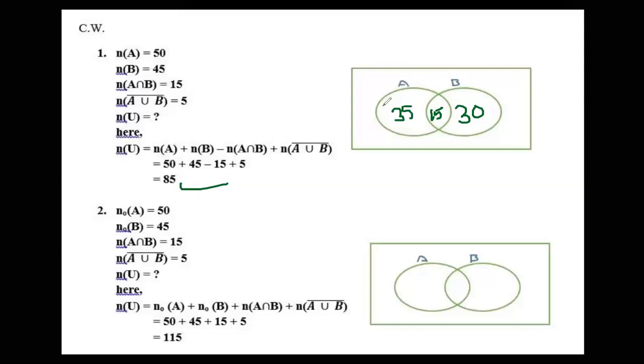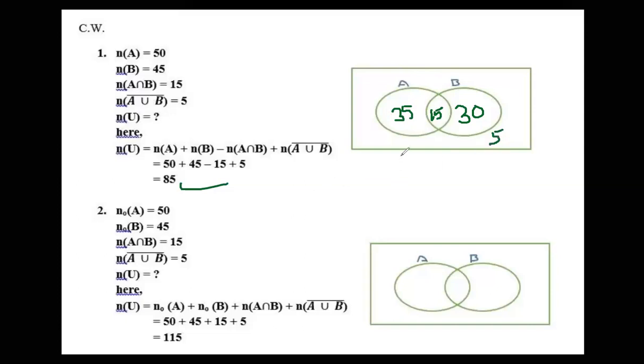Okay, so n(A), this whole part is 50. Out of 50, 15 is written. That means 50 minus 15, 35. This whole part is 45. Out of 45, 15 is written already, so how much is left? 45 minus 15 is going to be 30. So how much part is left? Outside the intersection, the complement is 5. So let us write 5.